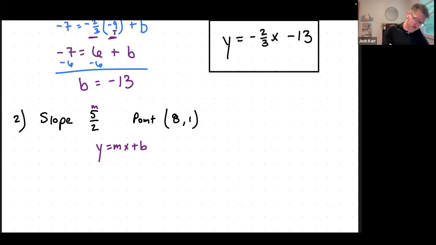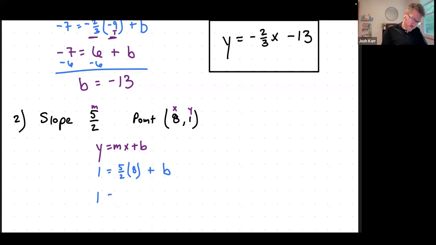We were given an m and an x and a y point. This point is not our y-intercept. We wish it was. We'd just be done. Okay. But what we'll be able to do is fill in our three variables with values, solve for our fourth variable. We'll know everything at that point, okay? So now our y value they gave us is a 1. We got 5/2. Our x was an 8. We do not know our b variable. Okay? All right, let's solve it out.